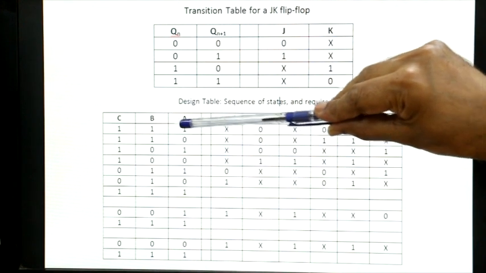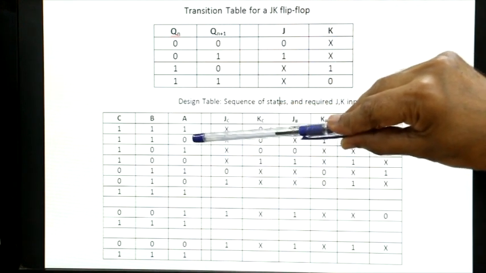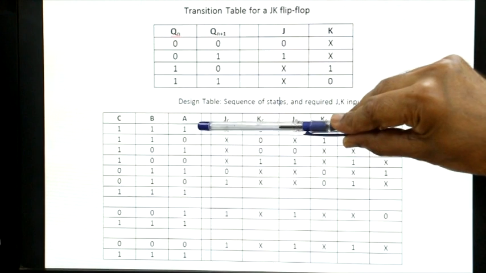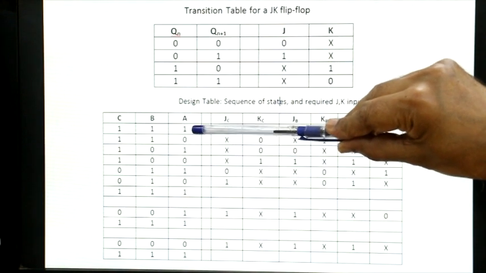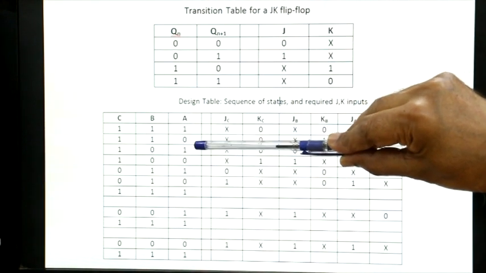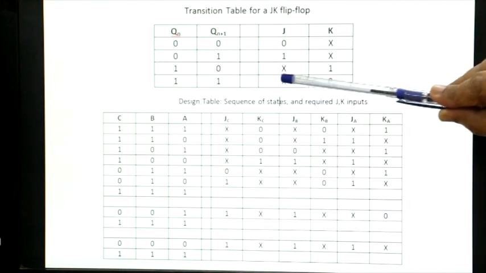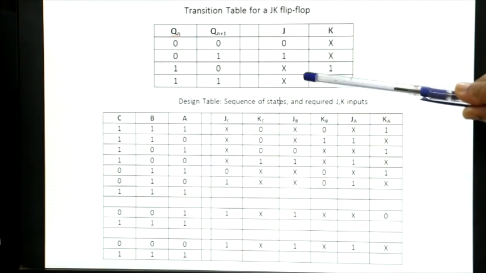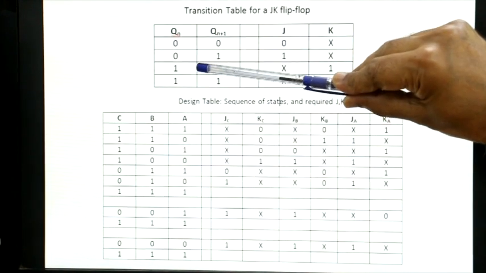Similarly, if you look at the corresponding one, 111, and the next state is 110, you see that in the A flip-flop, Qn is 1 and Qn plus 1 is 0. Therefore, you will look at what should be the case for going from 1 to 0.